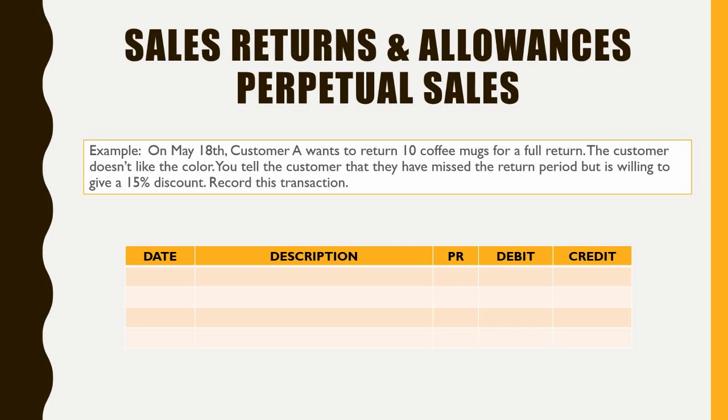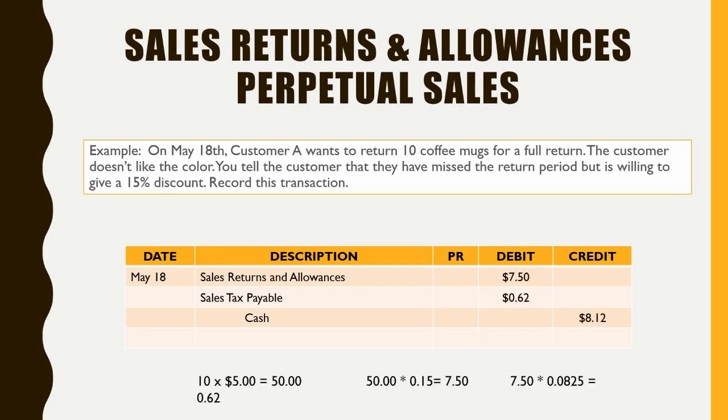Oh, that's not right. 62 cents. And again, customer A paid us with cash. So that's the first thing you gotta recognize, just the sales, right? You're just returning and making your customer happy by refunding the amount. Okay? So we already figured it out, right? It was $7.50 plus 62 cents for tax, and the total cash amount is going to be $8.12.